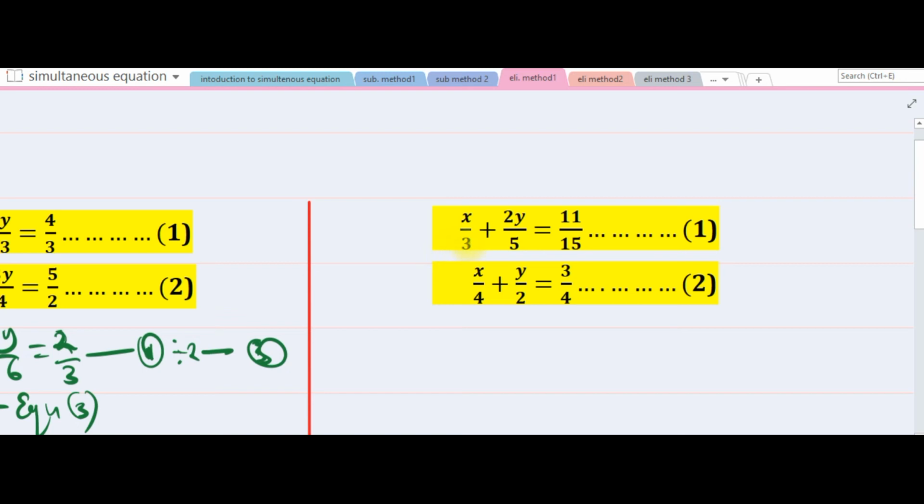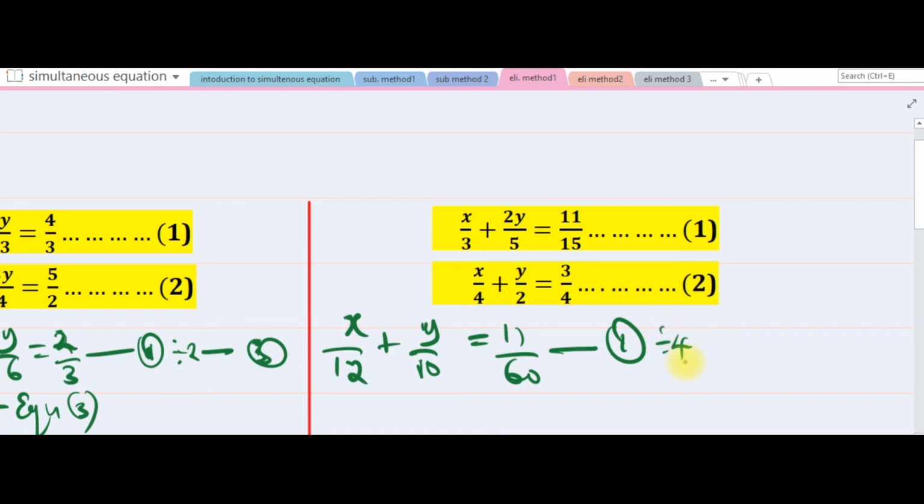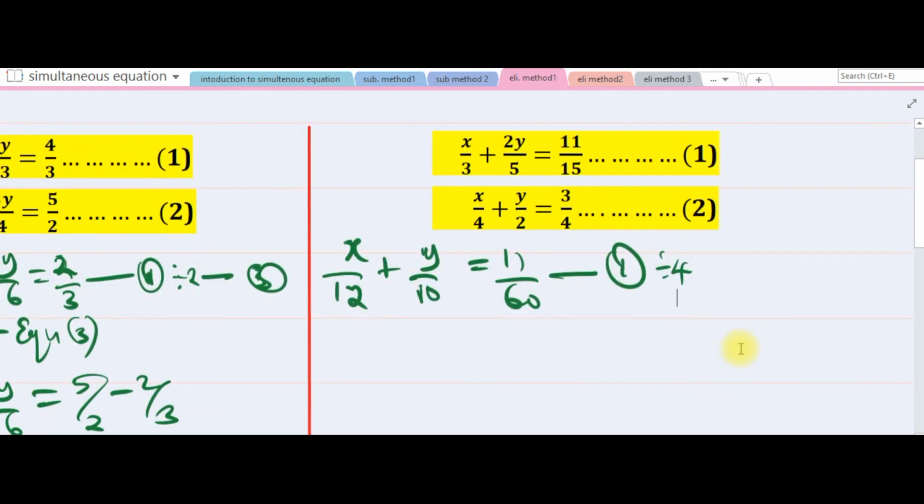So let's divide. If I multiply this by 1 over 12, I get x over 12 plus y, and I'm multiplying by 4, so this is y over 10. I'm multiplying the denominators by 4, 4, 4. So 2, 2, equals 11 over 60. So equation 1 divided by 4. That's what I did. Call it equation 3. The next one again by 3 now.